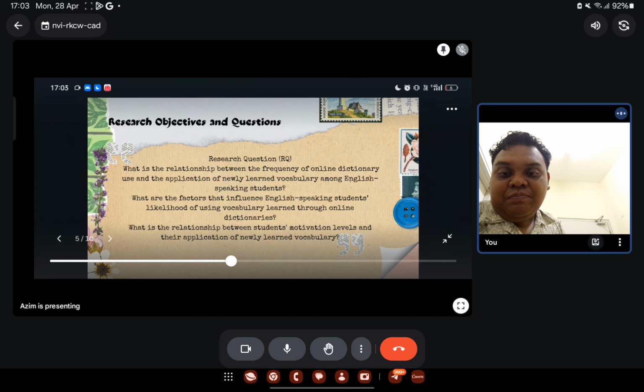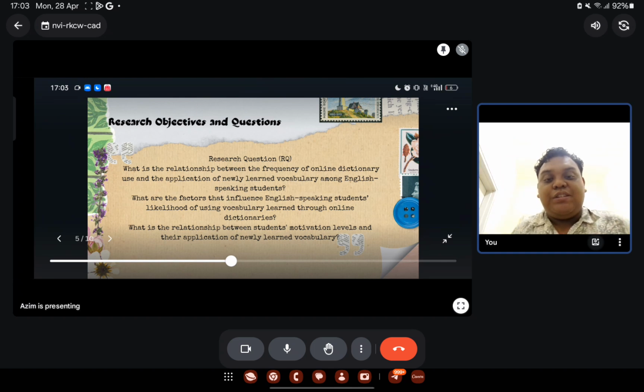And then the last question is: what is the relationship between students' motivation levels and their application of newly learned vocabulary? Meaning, we want to know how much motivation plays a part in students' likelihood to use the newly learned language in their daily life.